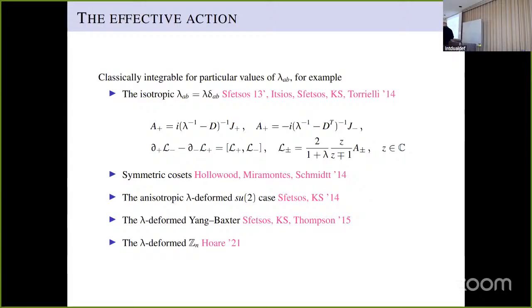So if I take this model per se, and I consider specific values for the matrix lambda, like, for example, the isotropic case, or cases like the symmetric coset, then one can rewrite the equations of motion in terms of a Lax connection. On top of that, the charges that we are going to find from the monodromy matrix, one can even show that these charges are in involution.